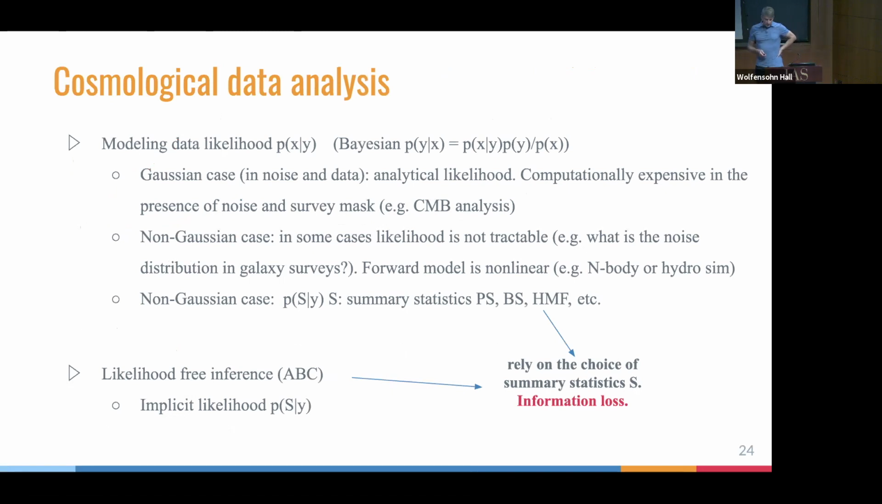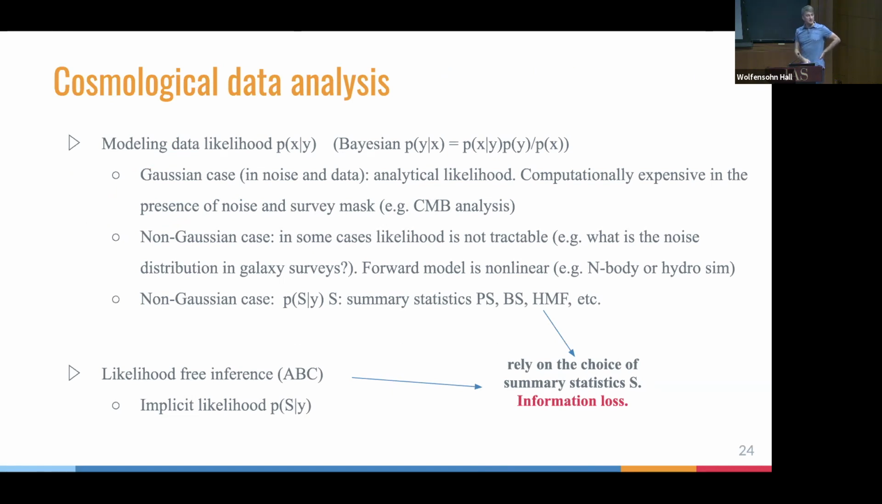So ideally, we want to model, as I said, the data likelihood, which is the probability of the data given some parameters. And then, once we have this, we can invert it to get a posterior using Bayes' theorem. Now, if the data are Gaussian, if the noise is Gaussian, then we know how to write down this likelihood. We have an analytic form. It still doesn't mean it's easy.